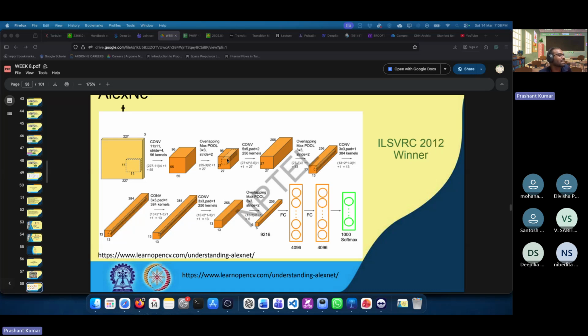Basically it depends on you how you want to do it. There is no such rule. Okay. And this is what your output will look like.